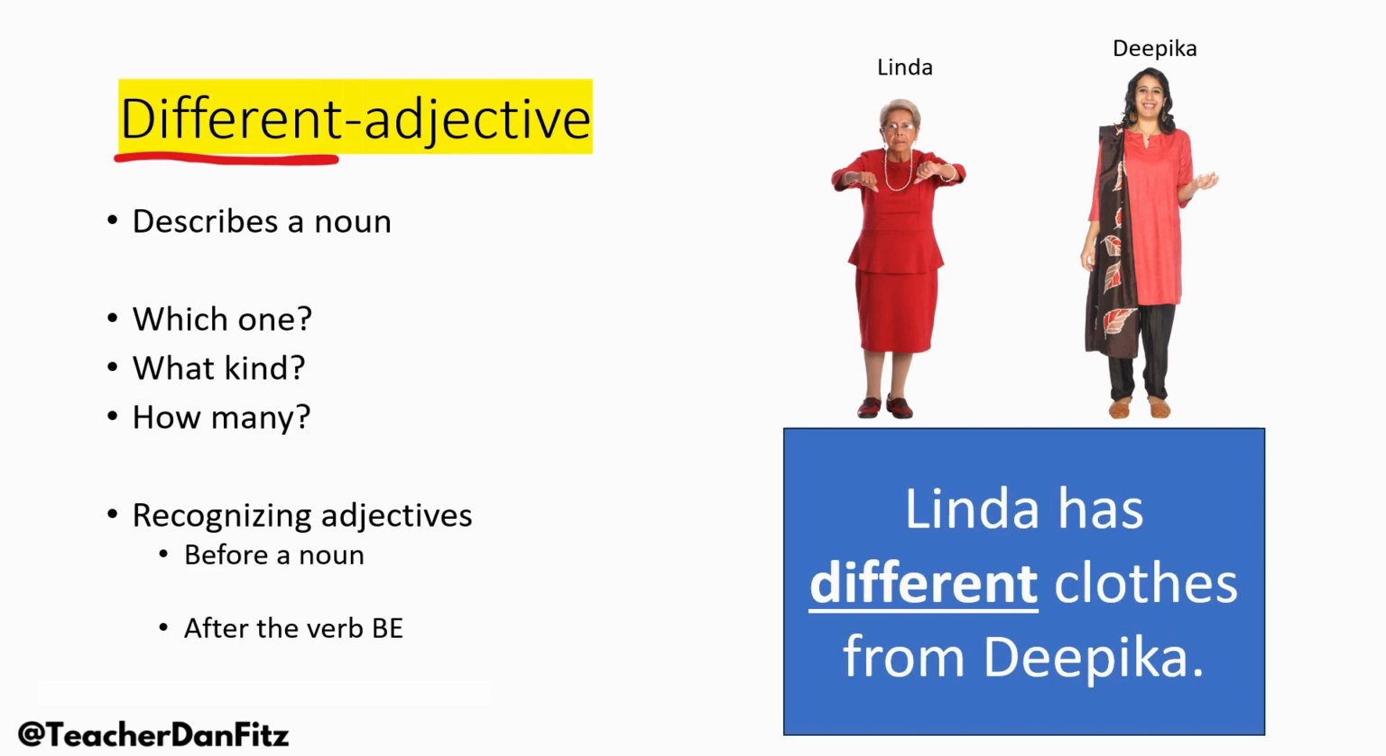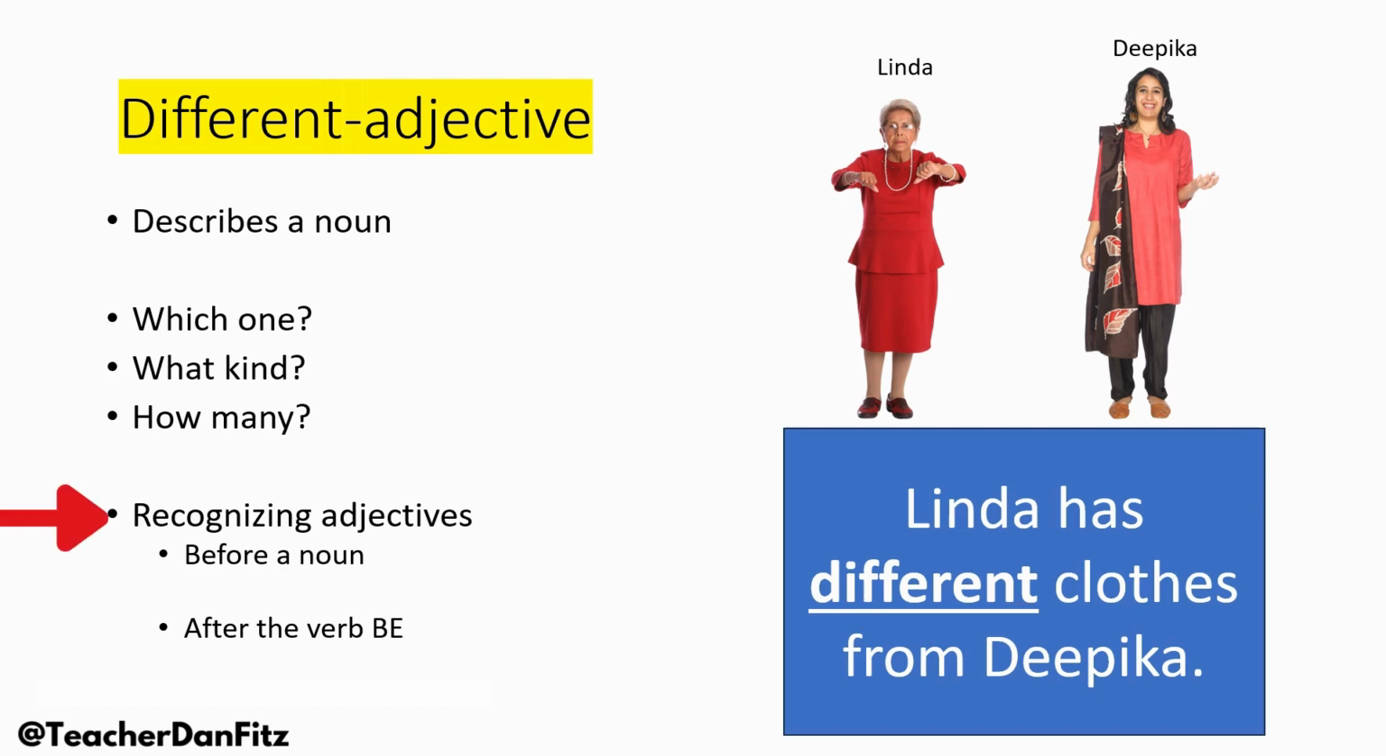Now let's look at the adjective form, which is different, with the T at the end. What does an adjective do? It describes a noun, and the way it describes a noun is it says which one, what kind, or how many of that noun. For example, Linda has different clothes from Deepika. I look at the word clothes and I say, what kind of clothes? Different. So in that case, I'm describing the clothes, so I need to use the adjective form.